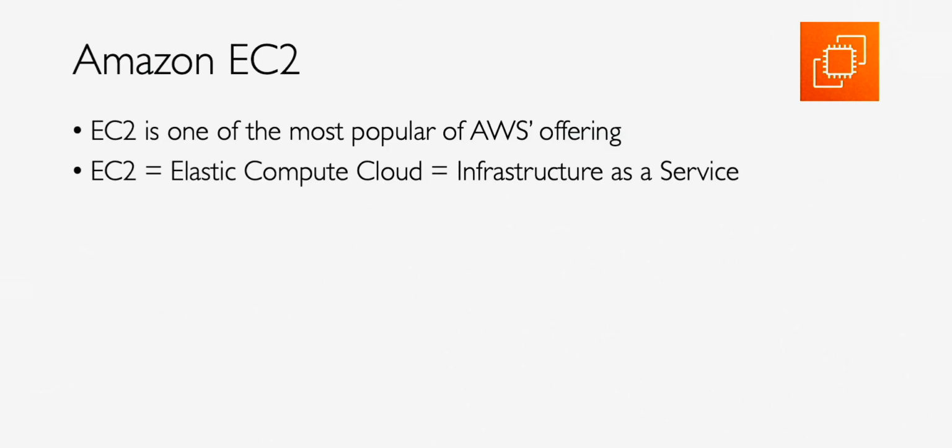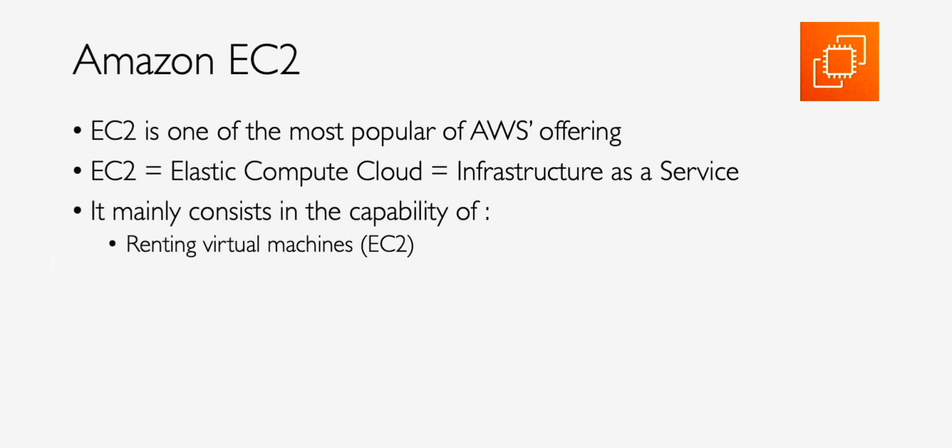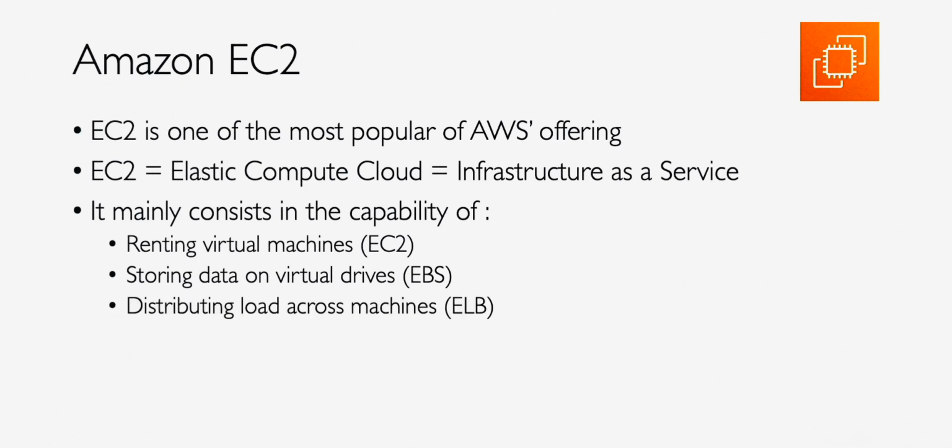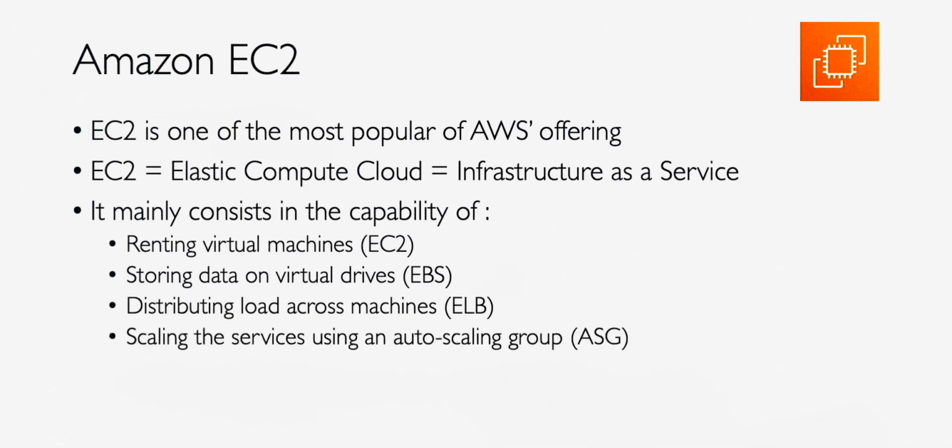So EC2 is not just one service, it's composed of many things at a high level. You can rent virtual machines on EC2, they're called EC2 instances. You can store data on virtual drives or EBS volumes. You can distribute load across machines, Elastic Load Balancer. You can scale services using an auto-scaling group or ASG. And all these things, do not worry, we will see in depth during this course.